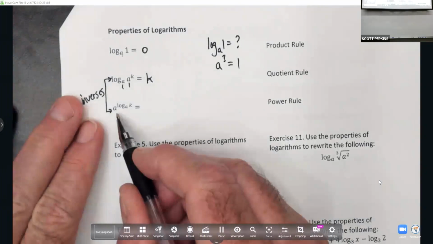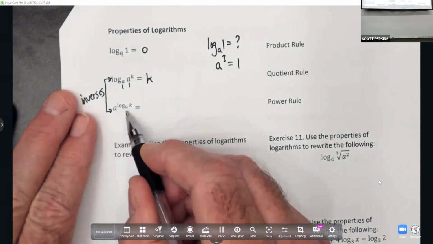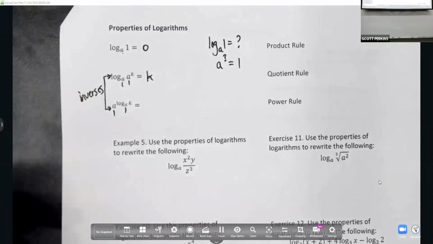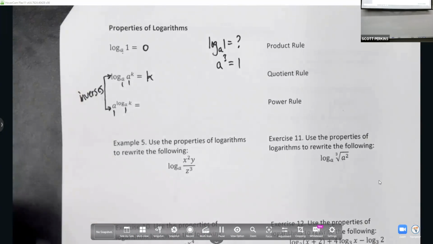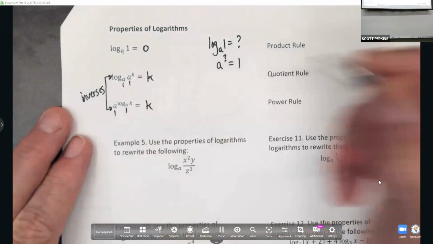Same thing for this next one. In my exponent, I have a logarithm. Again, the bases are the same. That is the key bit of information here. So as long as the bases are the same, if I have an exponential and in that exponent I have a logarithm, then again, they cancel each other out and the value is k.